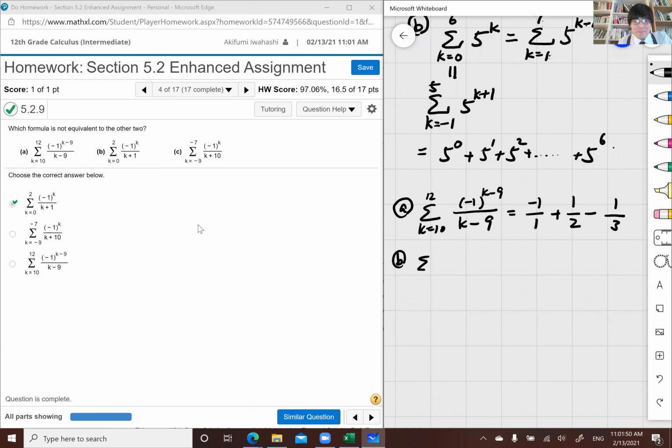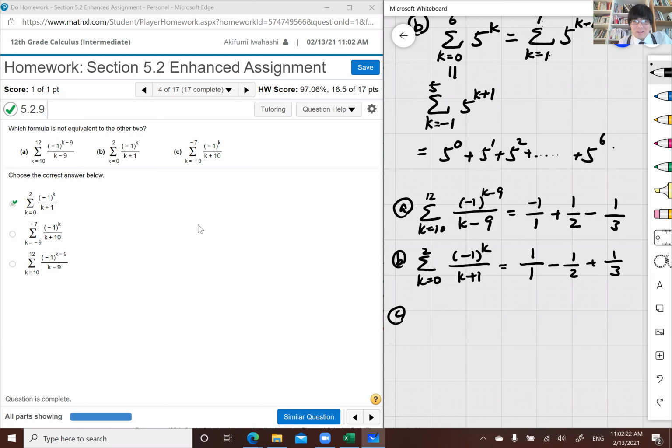Look at choice B. This is the sum for k from 0 through 2 of (-1)^k over (k+1). So negative 1 raised to the power of 0 is positive 1, and the bottom is 1. When k is equal to 1, it's going to be negative 1 over 2. And when k is 2, it's going to be positive 1 over 3. So similar, but they are different.